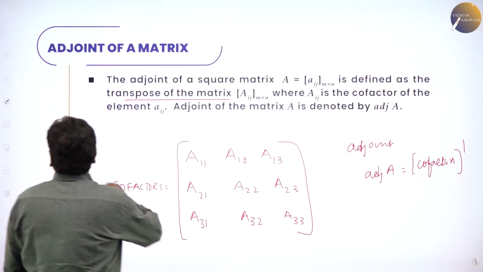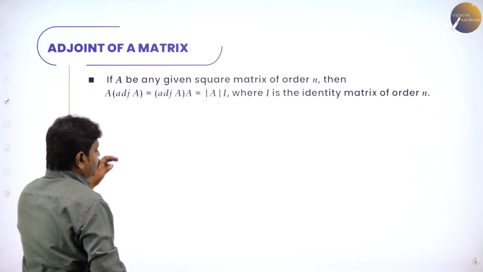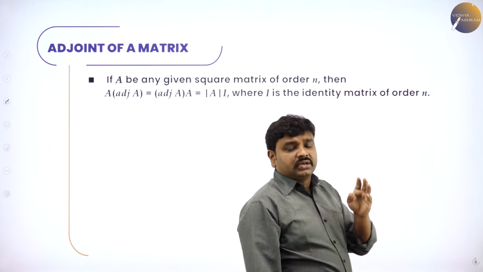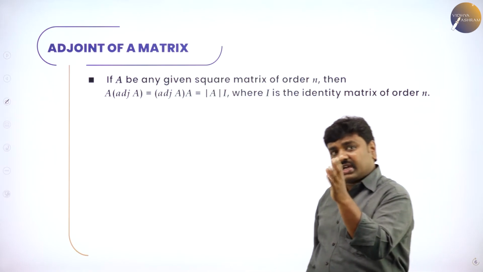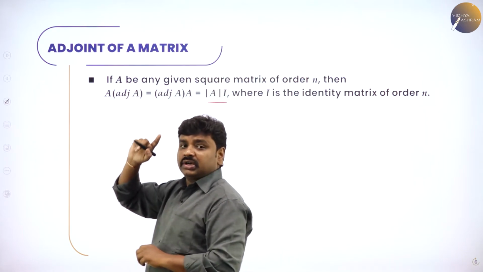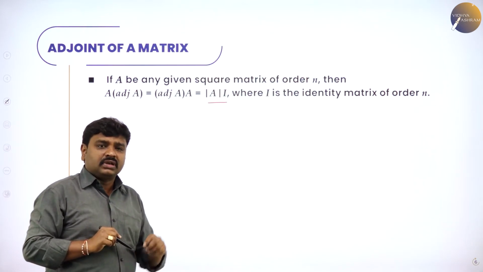Now, for any matrix A, if you multiply A with adjoint A, or adjoint A into A, it is always equal to determinant A into I. This is one of the important properties you can remember. And you can try it.